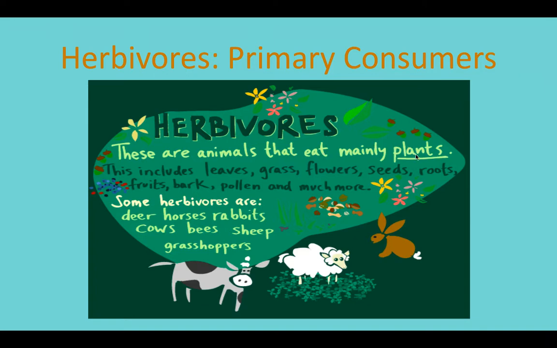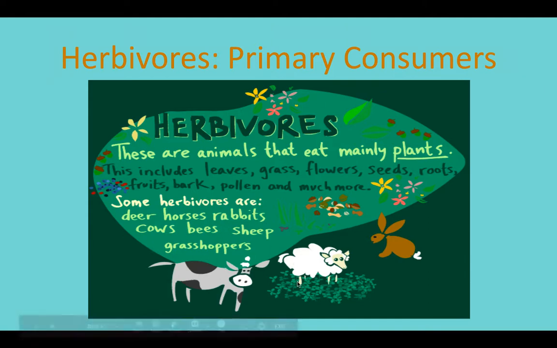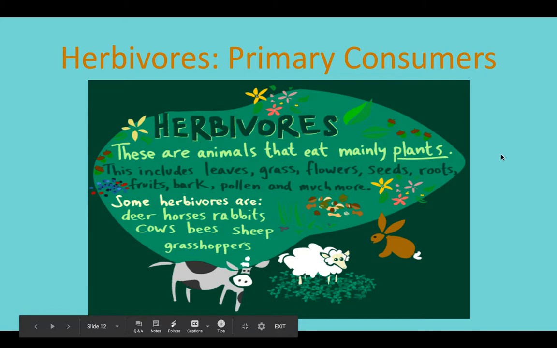They eat plants, right? But there's also, again, that phytoplankton, kelp, algae, flowers, all of these things that we don't always think of. And some of these include things like leaves, grass, flowers, seeds. Seeds are also counted as producers. Roots, fruits, bark, pollen, and much more. Some examples of herbivores are deer, horses, rabbits, cows, sheep, bees, and grasshoppers.